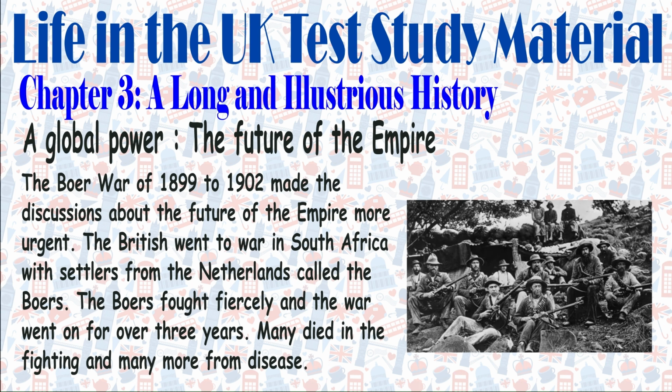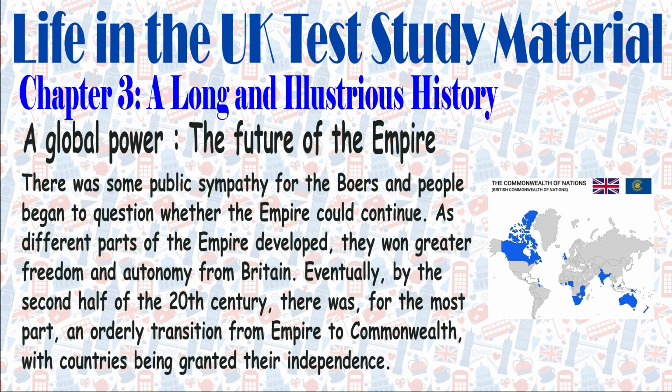The Boer War of 1899 to 1902 made the discussions about the future of the empire more urgent. The British went to war in South Africa with settlers from the Netherlands called the Boers. The Boers fought fiercely and the war went on for over 3 years. Many died in the fighting and many more from disease. There was some public sympathy for the Boers and people began to question whether the empire could continue.